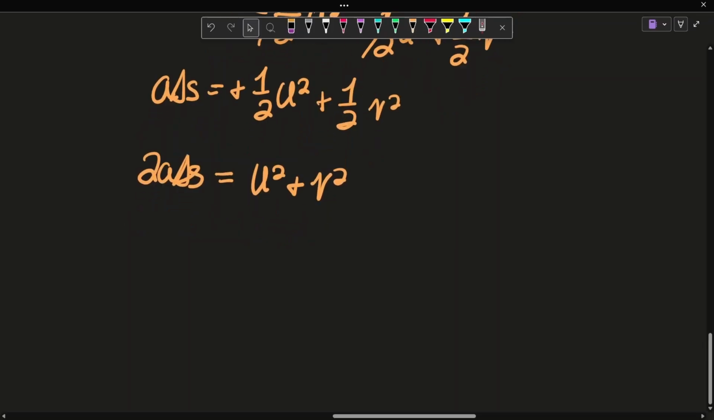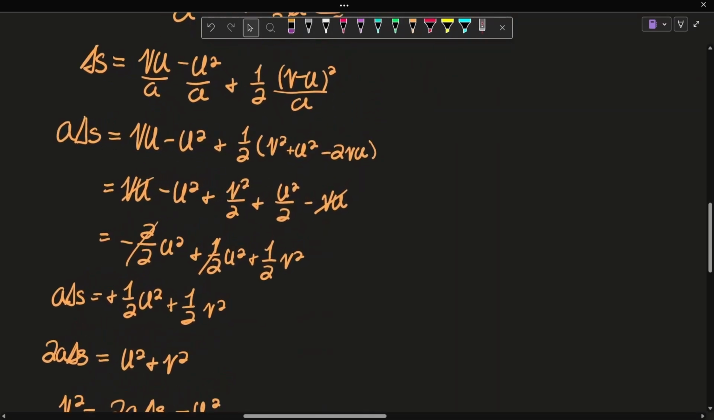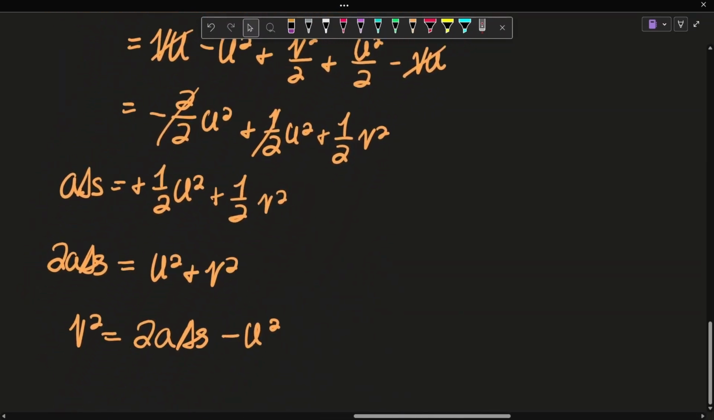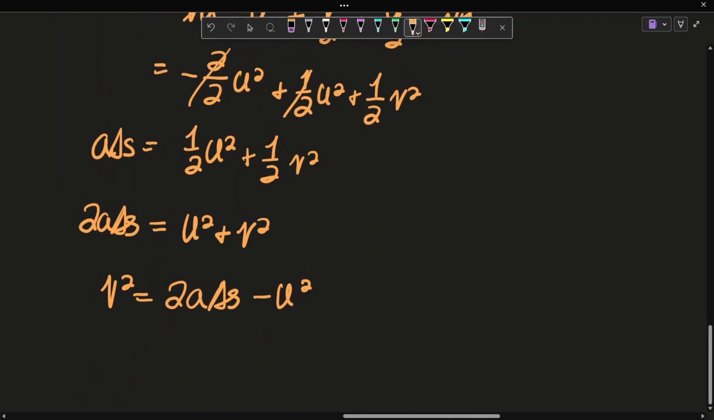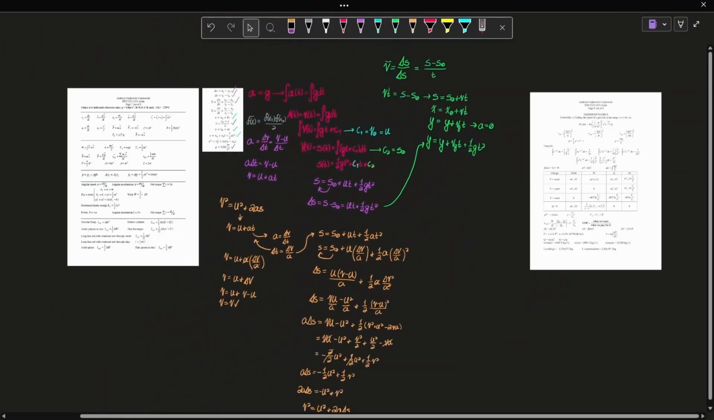We multiply both sides by 2, we get 2a change in s is equal to u squared plus v squared. Now we isolate for v squared, we get v squared is equal to, one of the negatives should have canceled out. Oh, there you go. So this should be negative. So we get in the end u squared plus 2a change in s. There you go. That's the final equation of that.